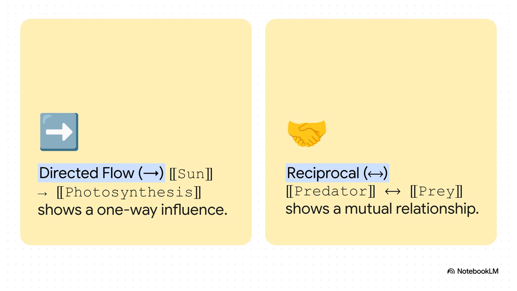Right away, we can start describing different kinds of relationships. See that single arrow? That shows a one-way, directed flow. A great example is the sun providing energy for photosynthesis. It only goes one way. But a double-sided arrow, that shows a mutual, reciprocal interaction, like the classic relationship between a predator and its prey. The syntax itself is telling the story.